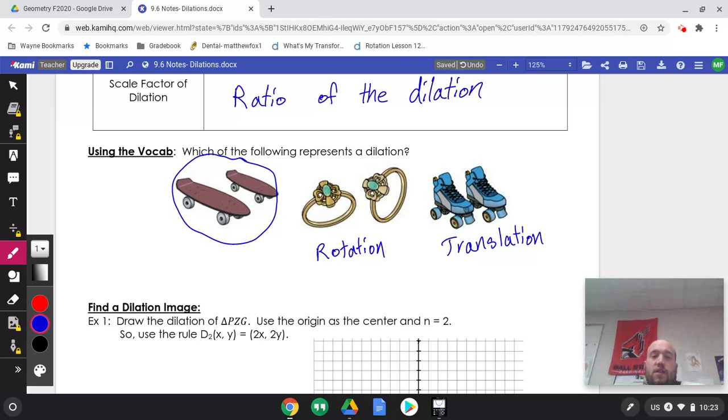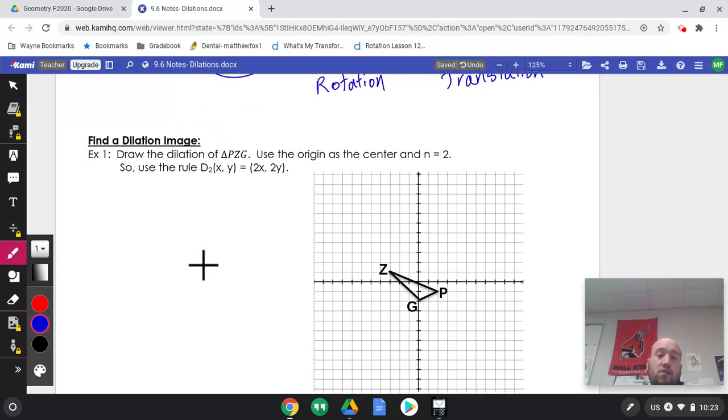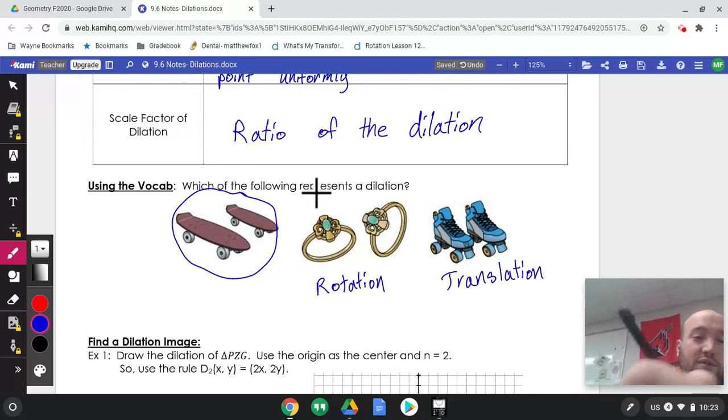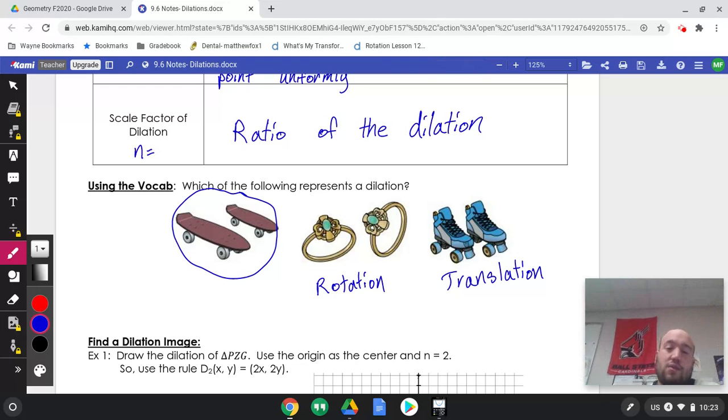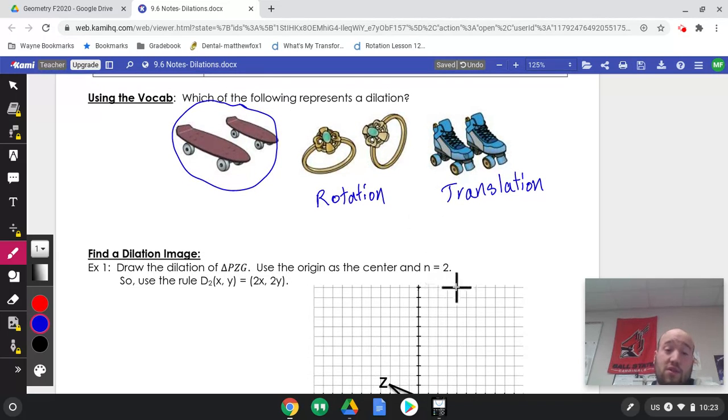All right, so now as we go on, we're going to graph our dilation. It says draw the dilation of triangle PZG. Use the origin as the center and n equals 2. Now this n equals 2, that is our scale factor. So by your scale factor, you might want to write n equals. If you ever see that, that's what that means. Sometimes it'll just say the scale factor is 2.